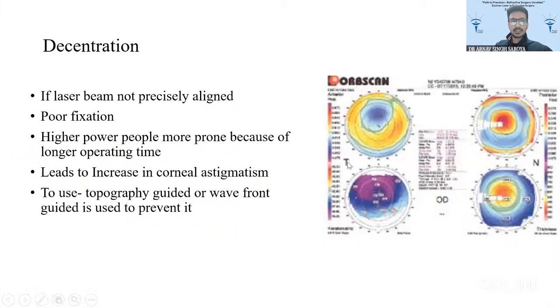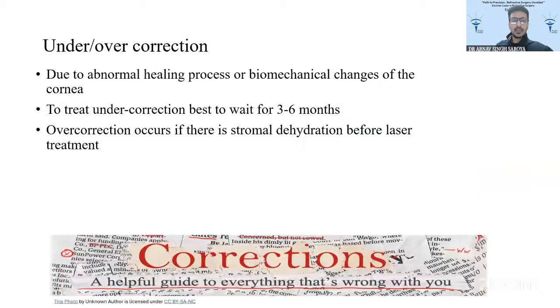Decentration happens if the laser beam is not precisely aligned, or if there is poor fixation throughout the surgery. Higher power people are more prone because of longer operating time, and it leads to an increase in the corneal astigmatism. Under or over correction is due to abnormal healing process or biomechanical changes of the cornea. Best is practically to treat undercorrection and advise the patient to wait for 3 or 6 months, recheck the refraction, and then plan.